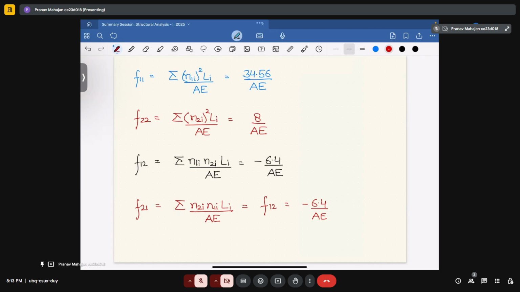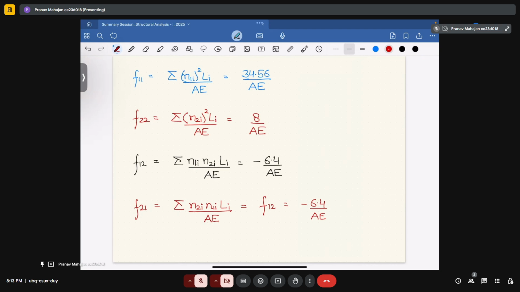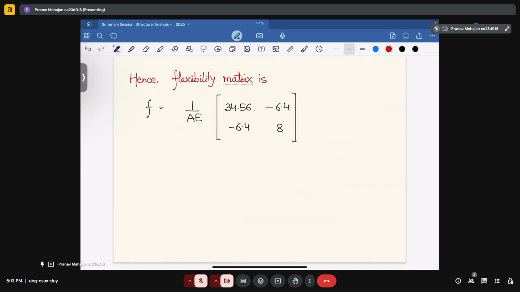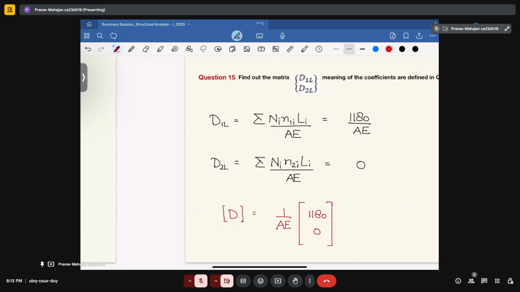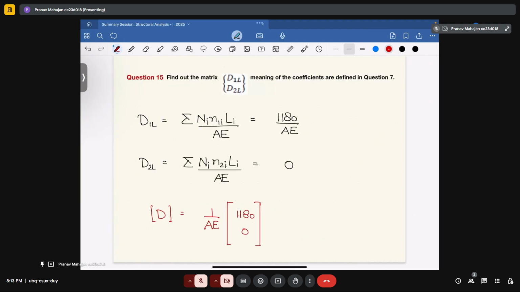So here F11 came out as 34.56 upon AE. F22 came as 8 upon AE. F12 and F21 came equal to minus 6.4 divided by AE. So from this we got our flexibility matrix. Now we also require our D1L and D2L. For D1L and D2L, we have the formulas using the method of consistent deformation. From that, D1L comes out to be equal to 1180 divided by AE, and your D2L is equal to 0.